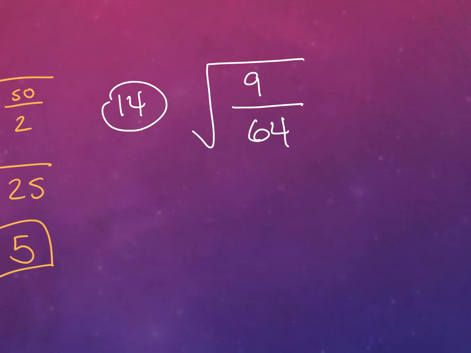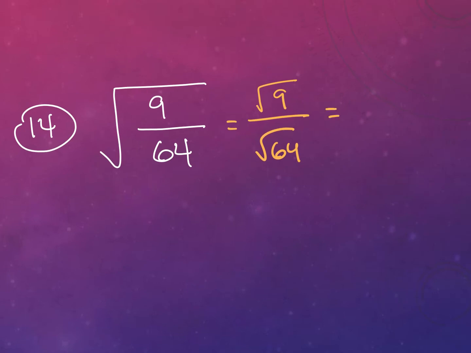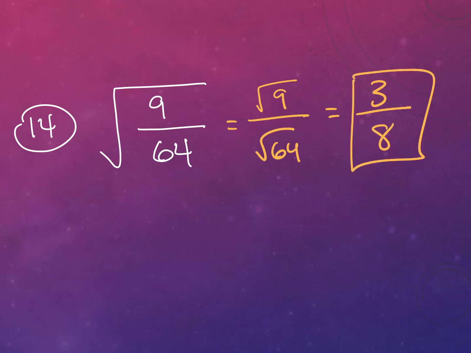Just like in the last one, how we can combine the two radicals into one, we could also take one radical and break it up into 2. So for number 14, this is like saying the square root of 9 over the square root of 64. What's the square root of 9? 3. Perfect. And what's the square root of 64? 8. So this is 3 over 8.